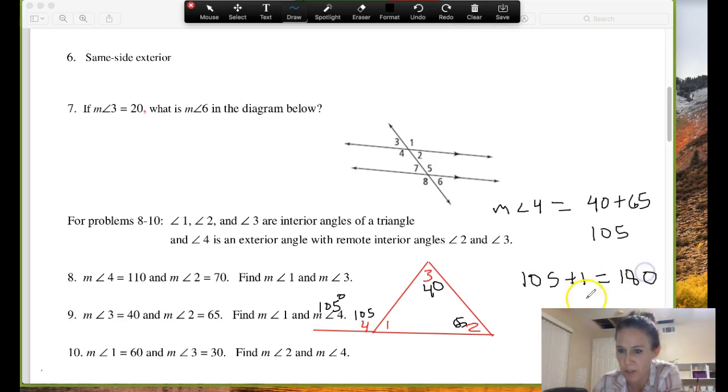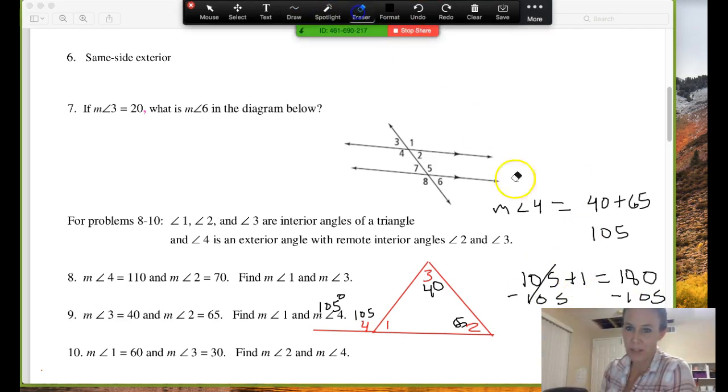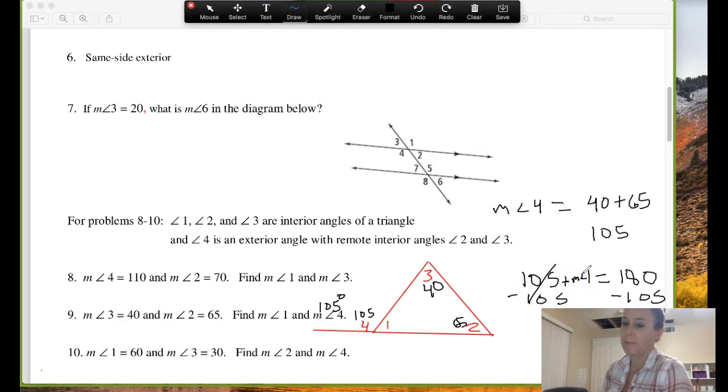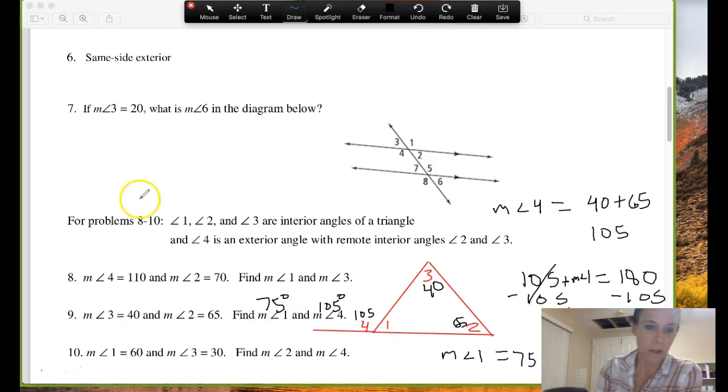Now, you could just do this in your head, or you could subtract 105 from both sides if you want to do it this way. And I wrote 1, and I apologize for that. I should be more accurate. I'm just doing it quickly. This should be plus the measure of angle 1, all right? Subtract 105 from both sides, and you're going to get measure of angle 1 equals 180 minus 105, which is just going to give you 75. So this should be 75, and the measure of angle 1 will be 75 degrees. Okay, on to number 10.